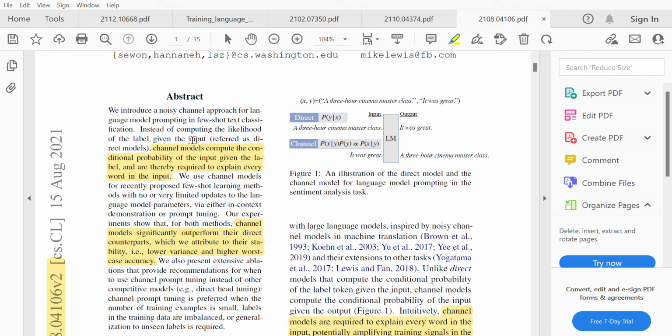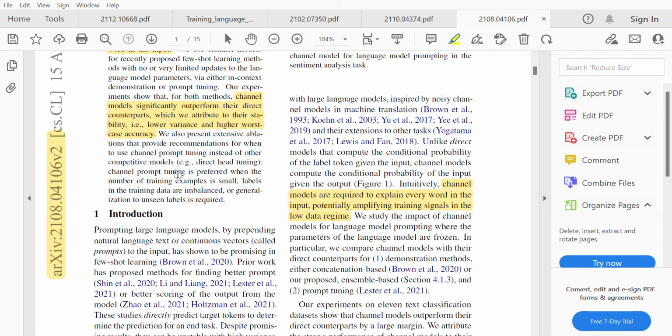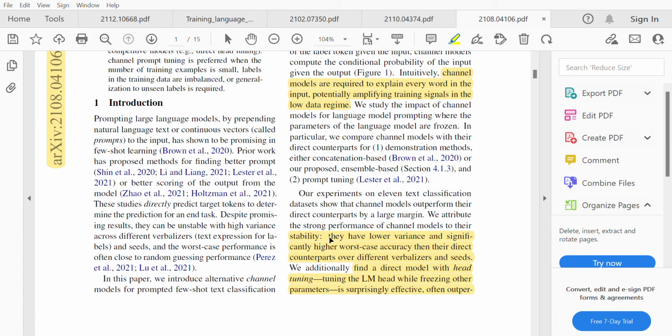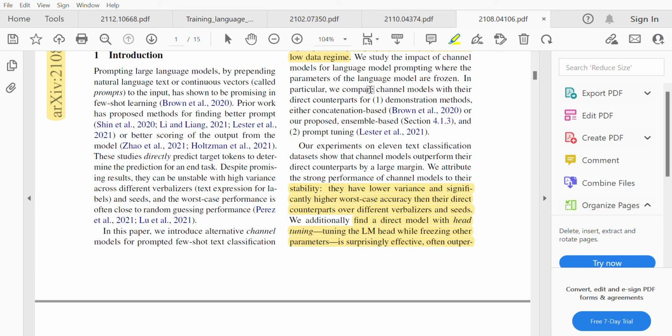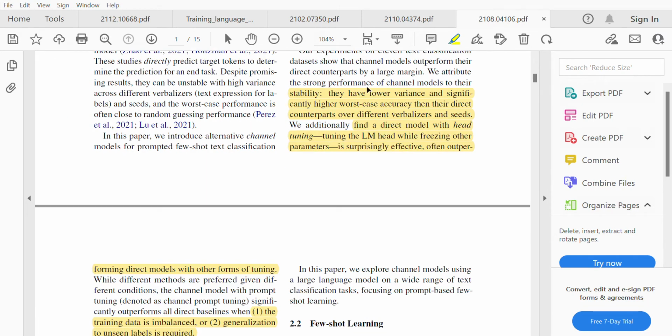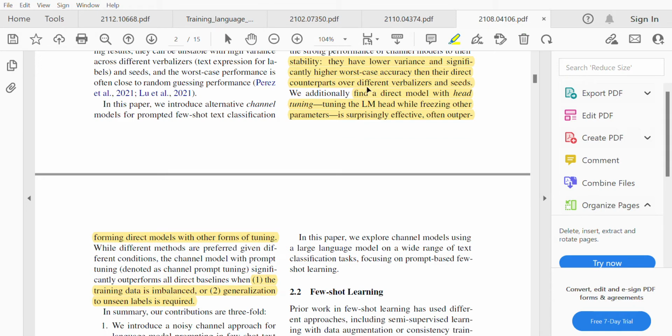So they find that these channel models significantly outperform their direct counterparts, and they attribute this to their stability, being lower variance and higher worst case accuracy. The other upside to these models is that they work well in the low data regime. Channel models are required to explain every word in the input, but because you're not directly labeling the output, you're not as beholden to whatever your training examples are, right? There are some really cool results on that that I want to get to, because I think that's the main benefit of these models.